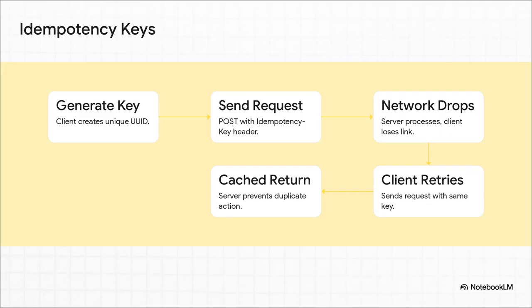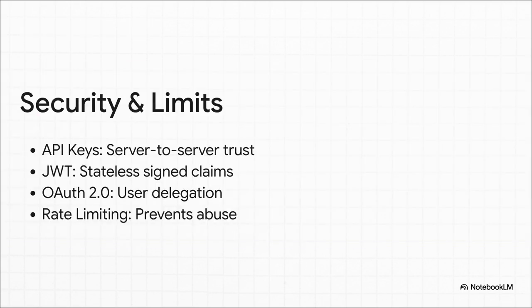And this brilliantly illustrates one of the most critical concepts in API design: idempotency keys. Imagine a client sends a POST request to process a payment. The server charges the card, but boom, the network drops before the response even arrives. If the client retries blindly, the poor customer gets charged twice. But if the client sends a unique UUID in an Idempotency-Key header, the server caches that first response. When the client retries with the exact same key, the server just goes, "Oh, I've seen this," and returns the cached response. No duplicate charge. It's a lifesaver.